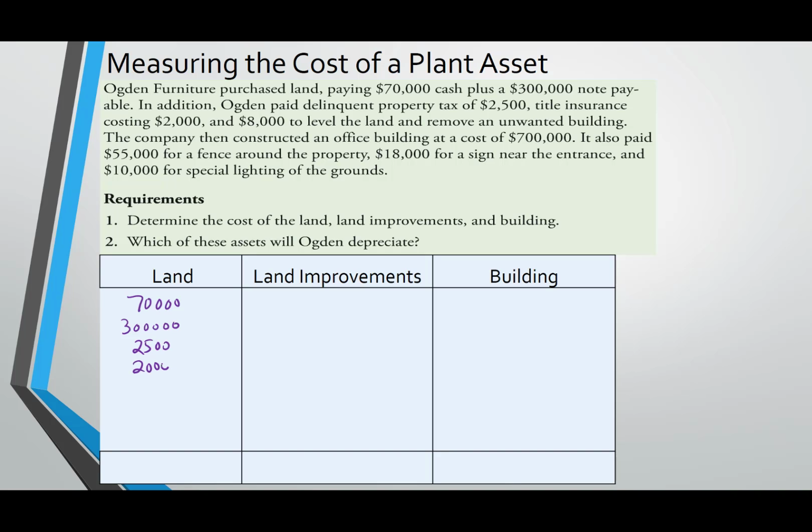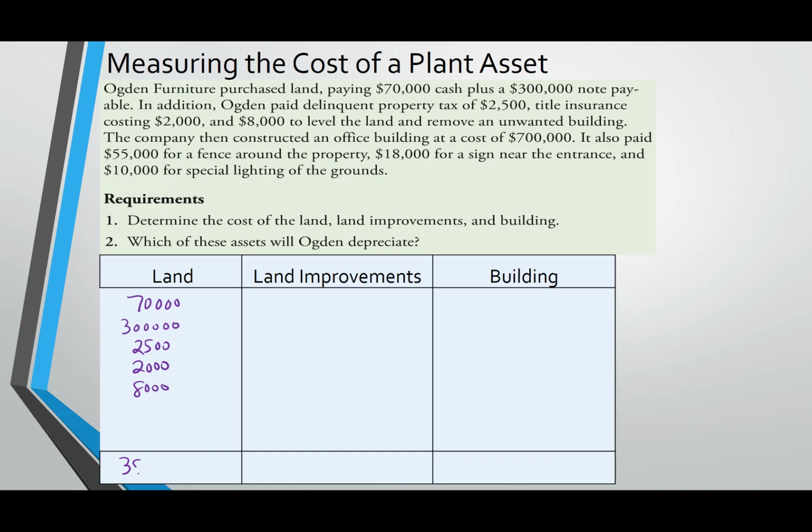So all of those 5 costs would be added up, and once we do that, we see that the total cost basis of the land will be $382,500. All right, let's switch gears here and look at the land improvements.